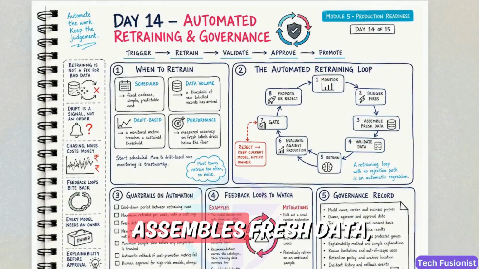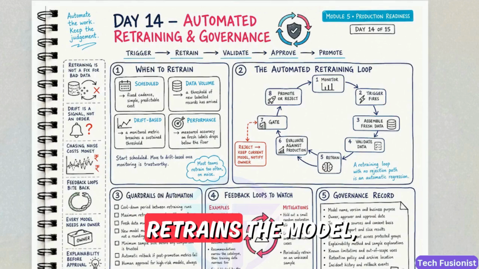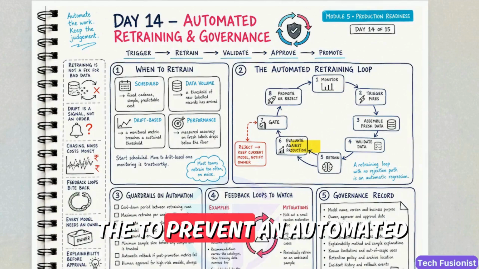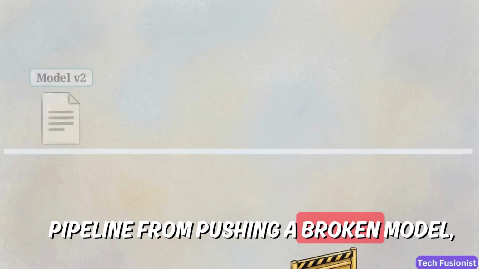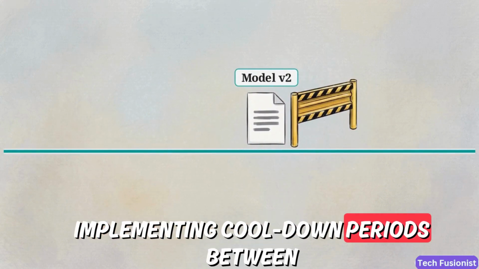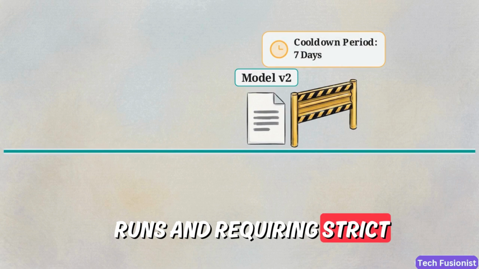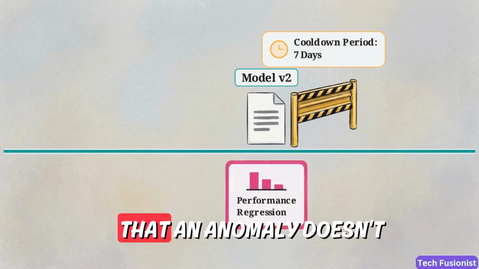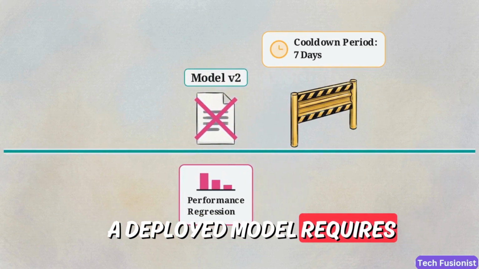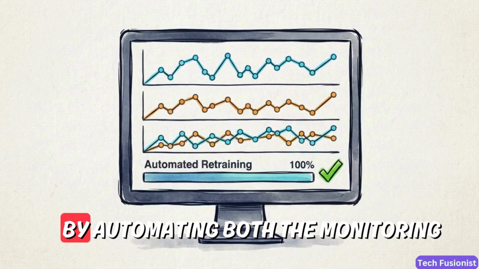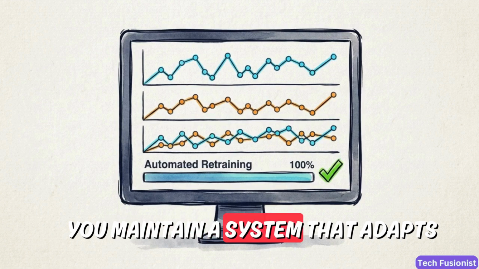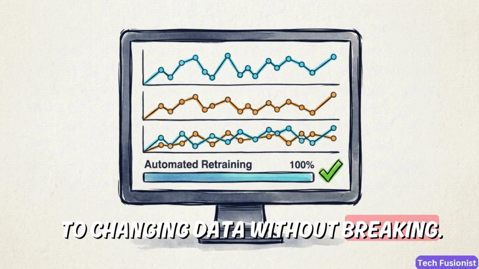The system automatically assembles fresh data, retrains the model, and evaluates it against the current production baseline. To prevent an automated pipeline from pushing a broken model, you must install guardrails. Implementing cooldown periods between runs and requiring strict minimum performance margins ensures that an anomaly doesn't cause an automatic regression. A deployed model requires continuous observation. By automating both the monitoring and the retraining, you maintain a system that adapts to changing data without breaking.